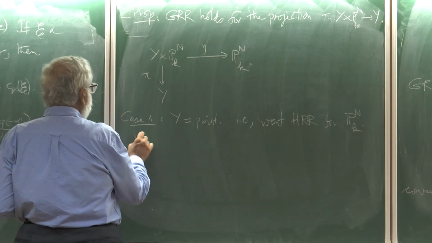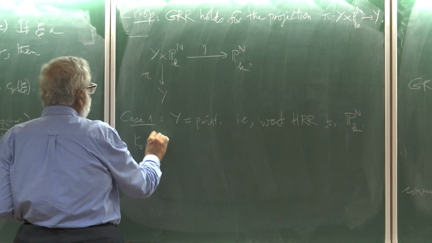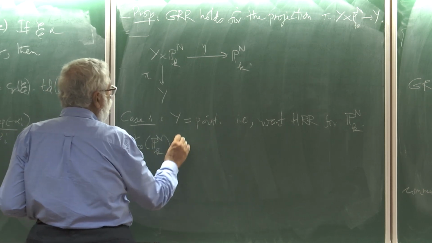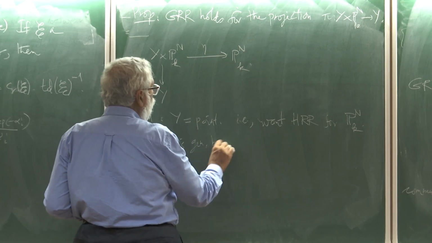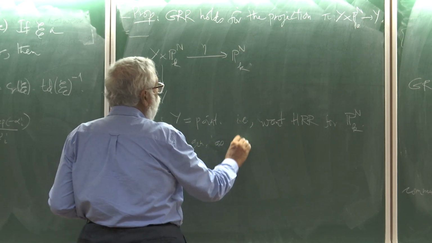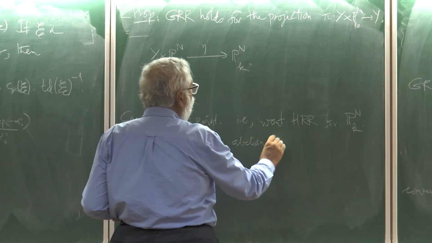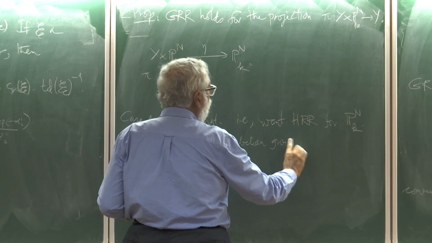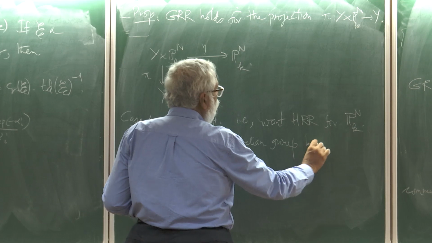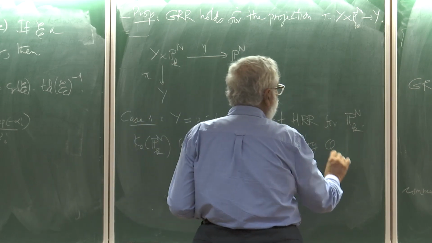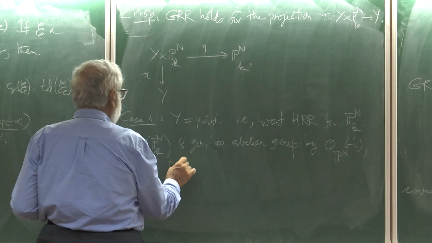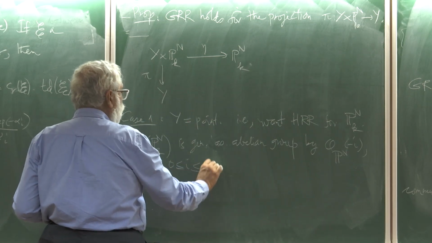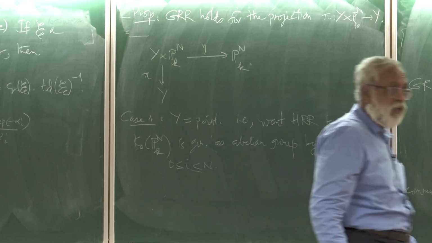So the idea is K naught of Pn over K is generated as an abelian group by O Pn of minus i, 0 less than or equal to i less than or equal to n. In fact, it's free abelian on these classes.